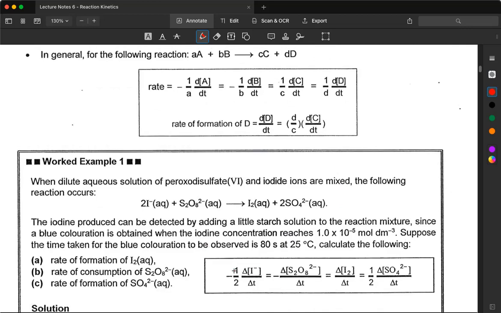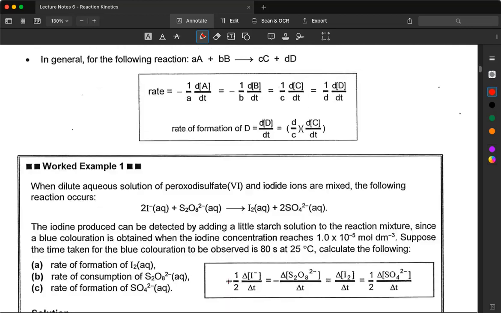So looking at the rate of reaction equation, we can write in this manner. So we have -1/2. Why minus? Because the reactants are decreasing in concentration. Same for the peroxydisulfate, S2O8²⁻ as well. But for the products, it will be a positive sign. And if we consider the coefficient or the mole ratio for sulfate, we divide by 2.